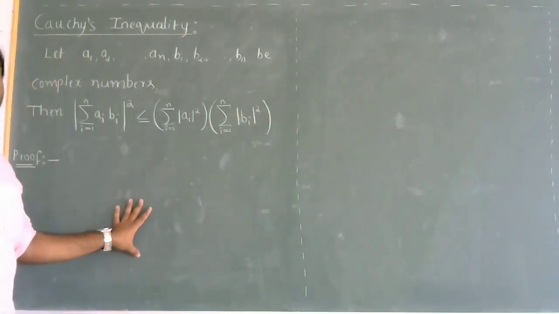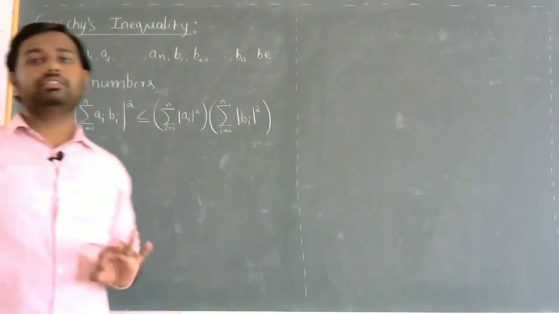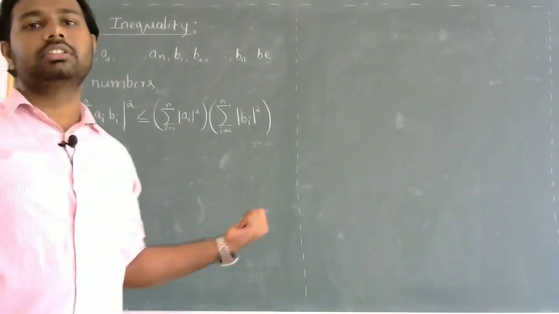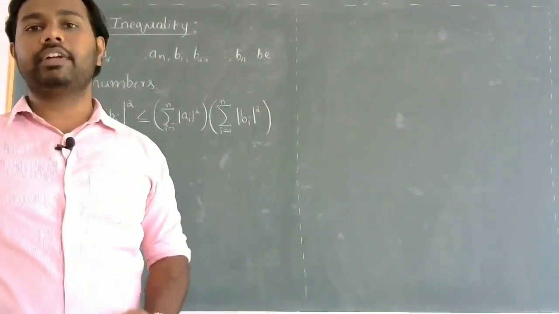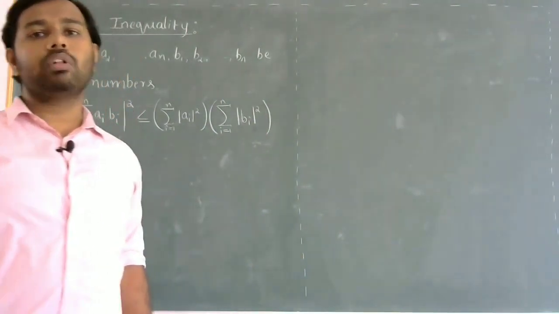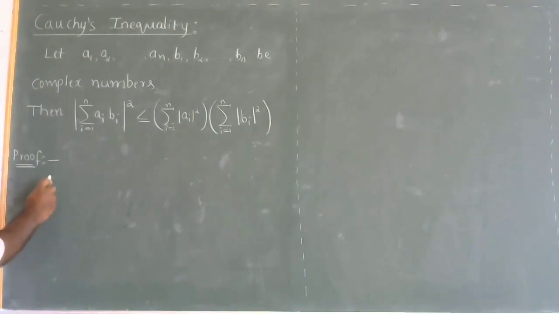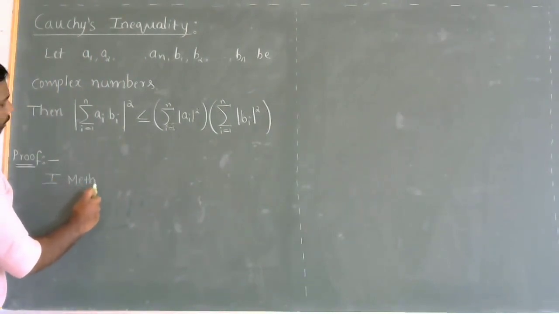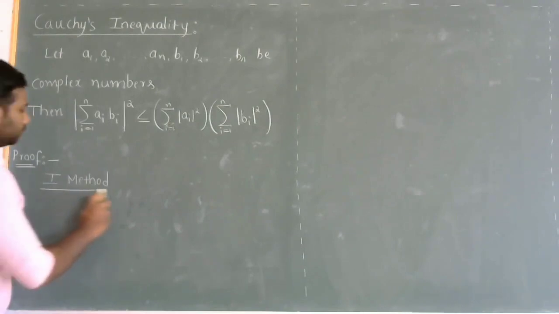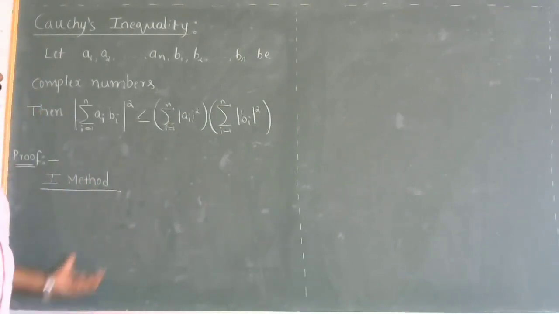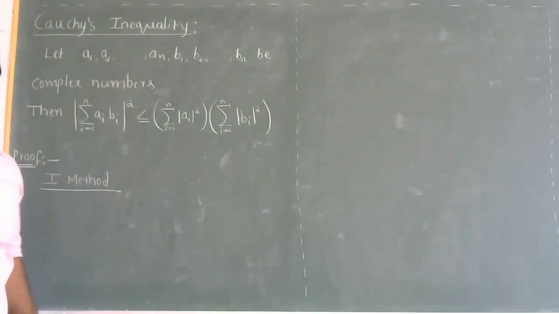So to prove this Cauchy's inequality, we have three methods. We can prove this Cauchy's inequality in three different methods. We shall discuss all those three methods in this video. The first method of proving Cauchy's inequality is by using Lagrange's identity.